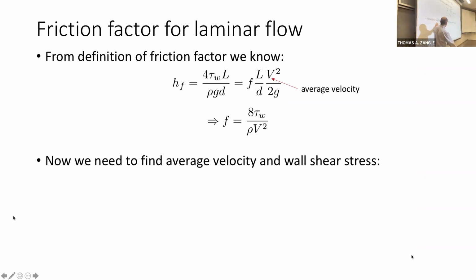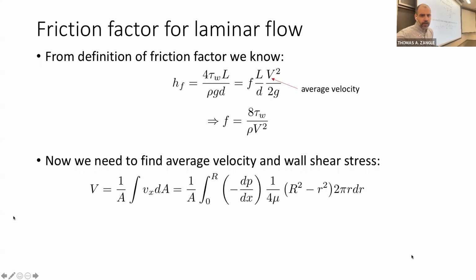We found average velocity and wall shear stress on the previous slide. So here we'll actually go through how to find V, right? We have the expression for it on the previous slide. We have 1 over A, integral from 0 to R of our velocity profile, Vx times 2 pi r dr. This is dA, right?